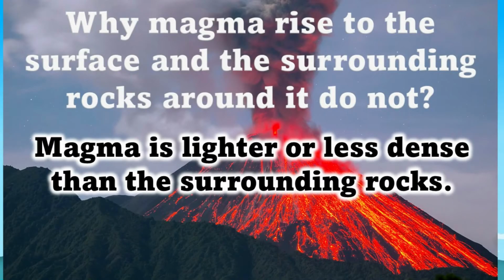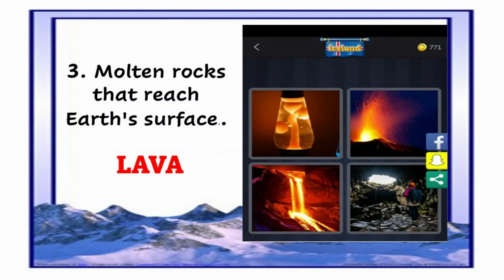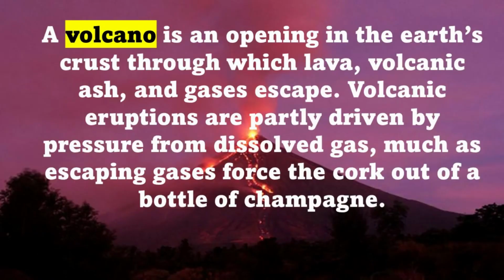Hot molten rock inside the Earth is called magma. Why does magma rise to the surface and the surrounding rocks do not? Because magma is lighter or less dense than the surrounding rocks. Magma accumulates in a magma chamber and rises because of high temperature and extreme pressure. Molten rock that reaches Earth's surface is called lava. A volcano is an opening in the Earth's crust through which lava, volcanic ash, and gases escape.